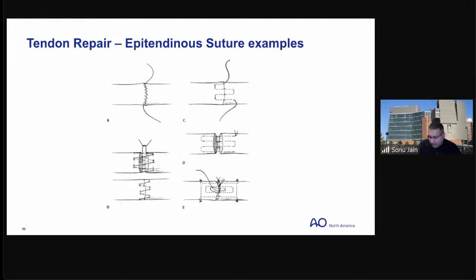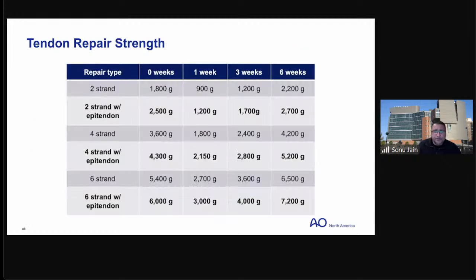And these are just different techniques of epitendinous repairs. So this just tells you that 6 is stronger than 4, which is stronger than 2. And then if you add an epitendinous portion to that, it makes it even stronger. So this makes sense logically.